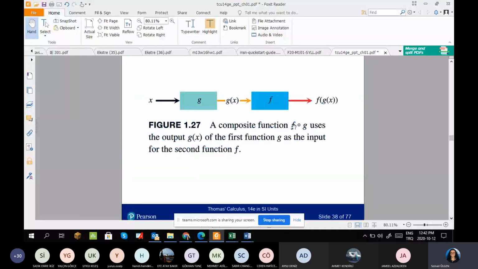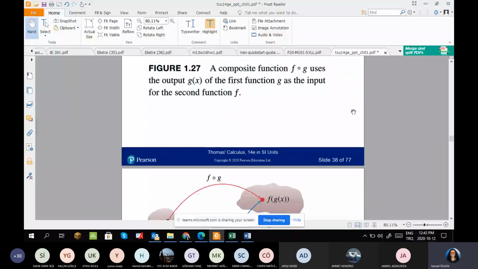You can see it in the picture too. If we have g, x goes through g and to g of x, the image. And then we apply f to it. In other words, it's the image of g. We apply f, so we get f composed g like that.